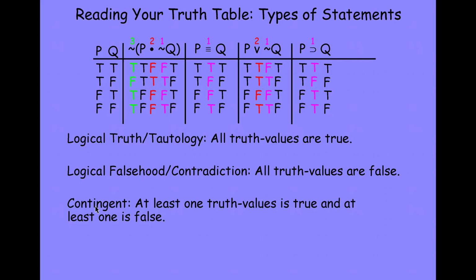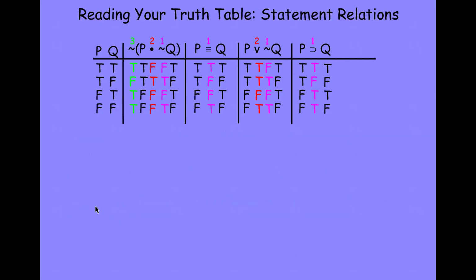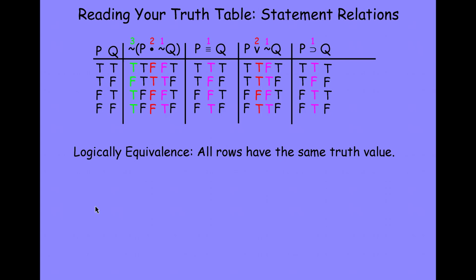Now let's turn to relationships between statements. The first relationship we want to look at is the relationship of logical equivalence. Two statements are said to be logically equivalent if they always have the same truth value. So every different way the world could be, they will have the same truth value. In other words, for every row, the truth values under that main connective will be the same.